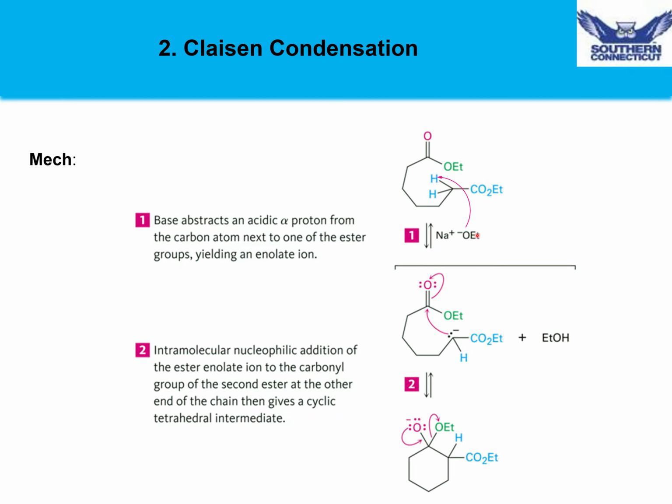Here's an example of the mechanism for the intramolecular Claisen reaction or the Dieckmann reaction. So base will deprotonate the alpha hydrogens on one of the 2 esters. That enolate that forms will attack the other carbonyl, breaking the double bond, forming this tetrahedral intermediate. It then reforms the carbonyl by eliminating the leaving group.